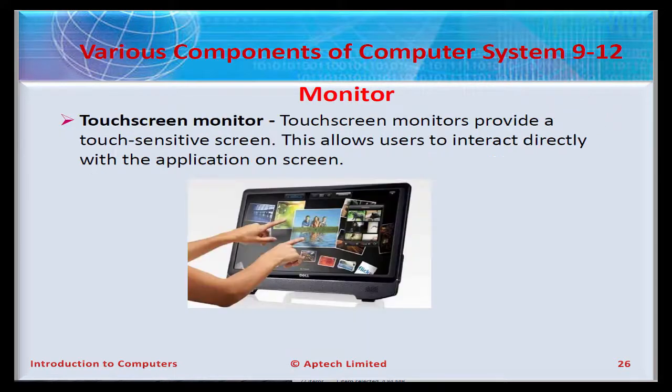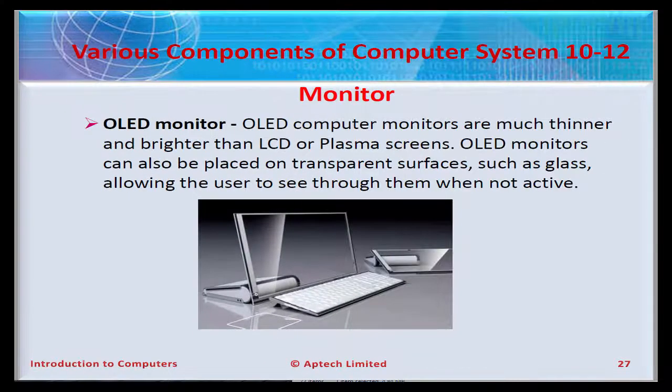We move on to the next one, which is a touch screen. Touch screen is basically what you have in your smartphone or your tablet. The touch screen monitors provide a touch sensitive screen, and it allows you to interact directly with the application on the screen. Next, we have the organic light emitting diode monitor, and these ones are much thinner and brighter than the LCD or plasma screens. And the OLED monitors can be placed on transparent surfaces such as glass, allowing the user to see through them when they are not active. And these are being used in the newer TVs.